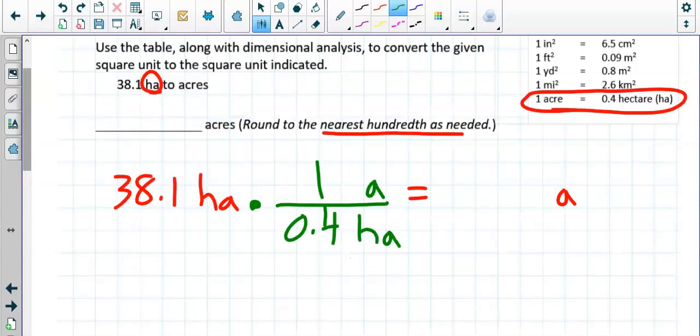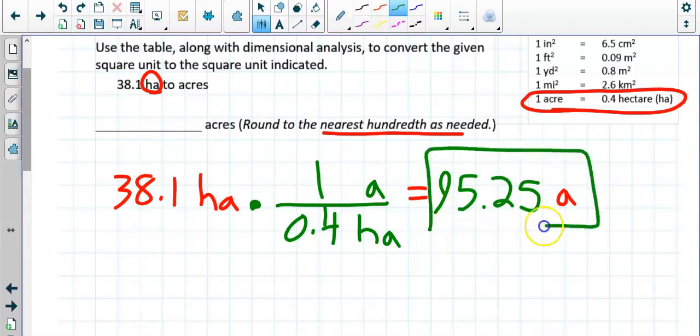95.25. And since it says hundredth, remember that's 2 decimal places. We don't really have to worry about anything because it's already got the 2 decimal places. So 95.25, there's the answer. Pretty straightforward.